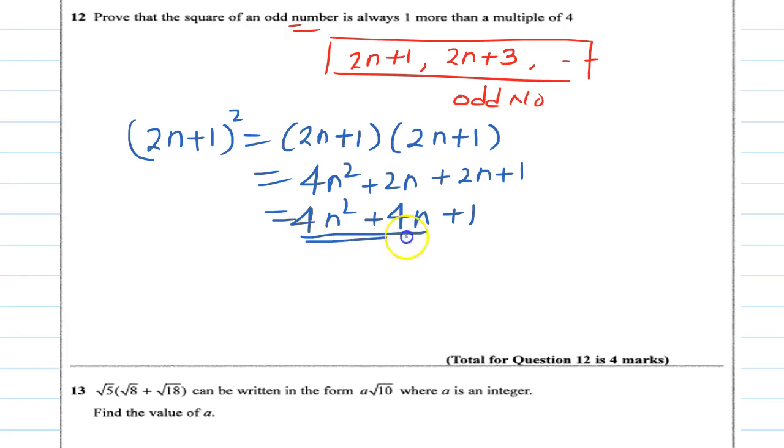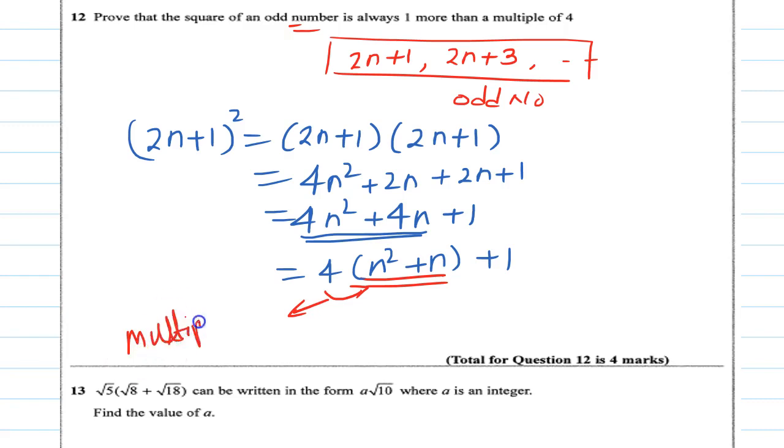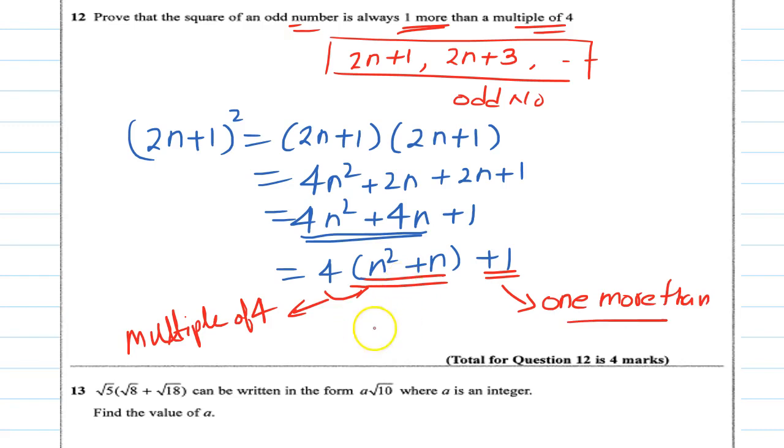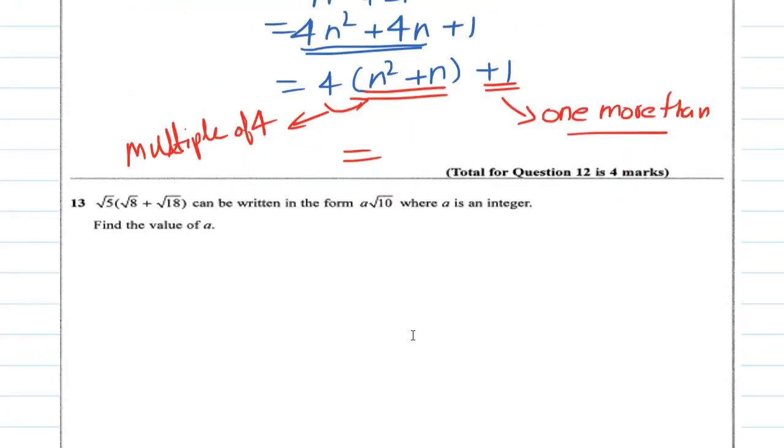Now in this, if you take 4 out, it is 4 times n square plus n, plus 1. So if you see, this term is a multiple of 4, and then you are adding 1. So they say the square of an odd number is always one more than a multiple of 4. So this is a multiple of 4 and this is one more than a multiple of 4. So this is proved.